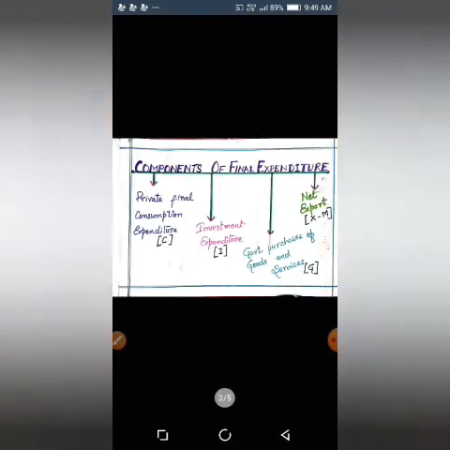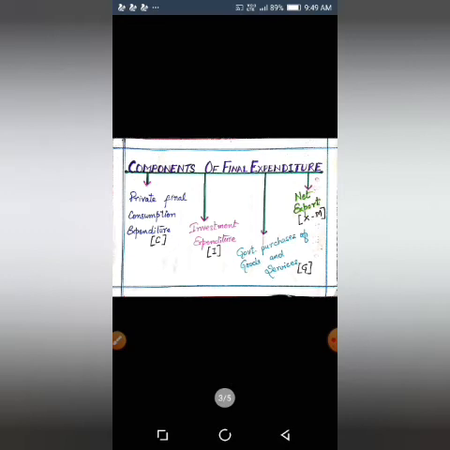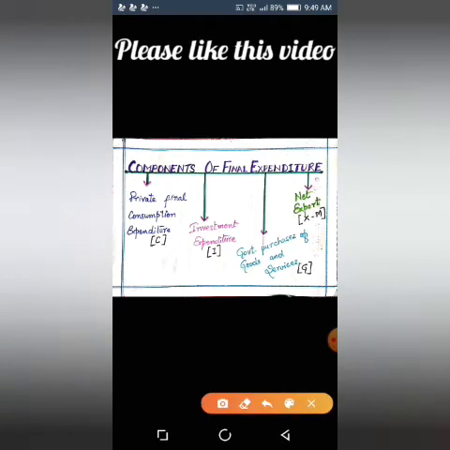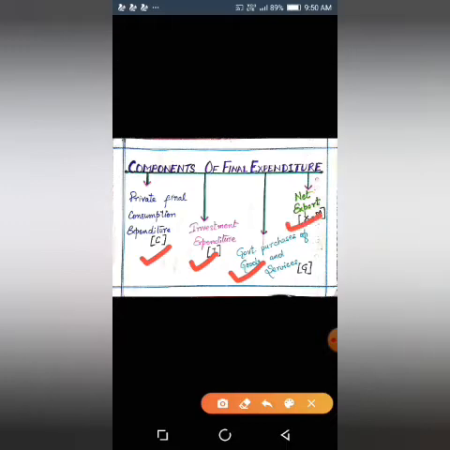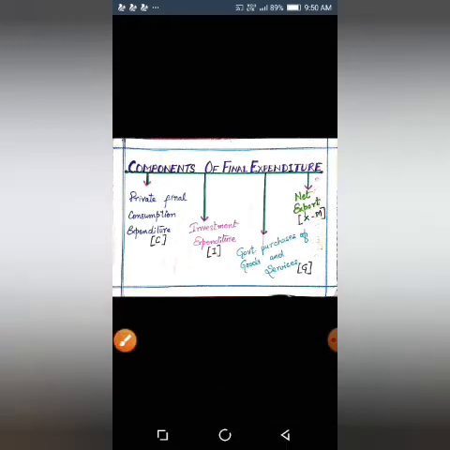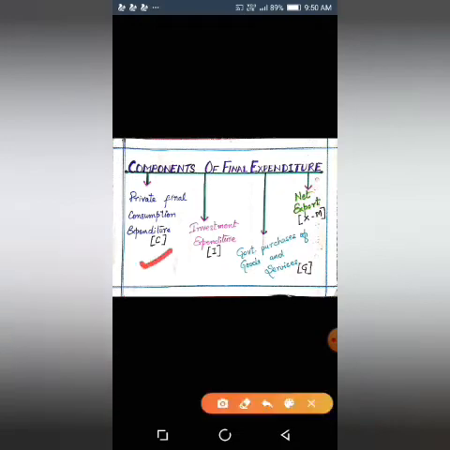In estimation of final expenditure, we include private final consumption expenditure, that is C, investment expenditure, that is I, government purchases of goods and services, that is G, and net export, that is X minus M.